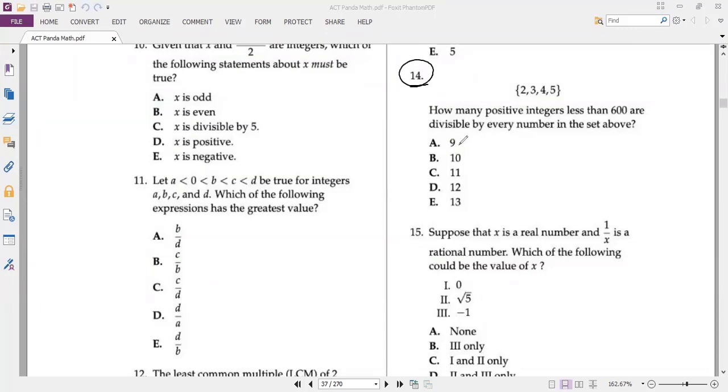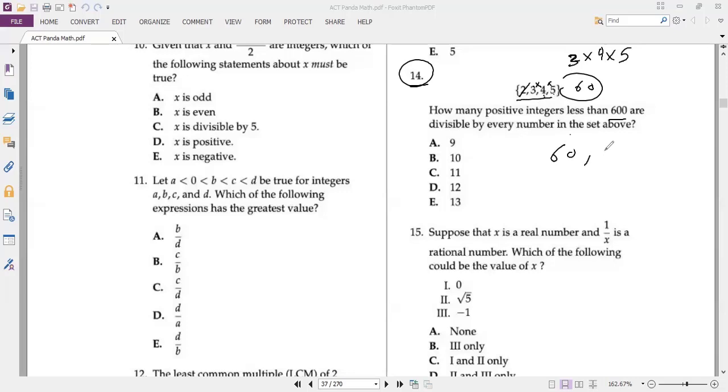We have number 14. How many positive integers less than 600 are divisible by every number in the set above? So we need to get the least common multiple, which is without 2, because 2 can divide 4. So we just multiply all: 4 by 5 is 20, 20 by 3 is 60. So 60 is divisible by all of these.